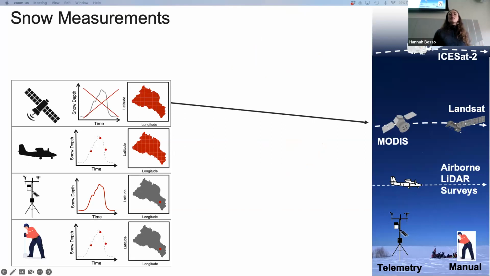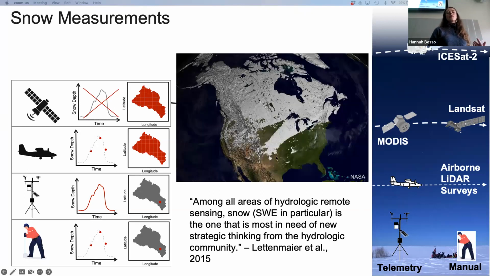Another measurement that we can use are measurements from satellites that orbit the Earth. And in general, these satellites have not historically been able to measure snow depth. And so that's why we see that we don't have any depth information here, but they can measure information distributed out spatially. So for example, here's an example that we could get from satellite imagery showing extent of snow, but not depth of snow.